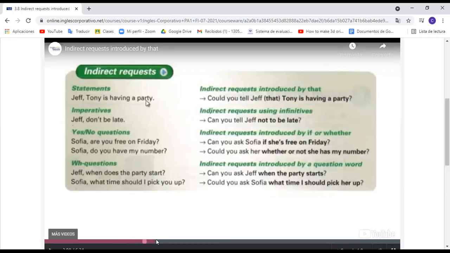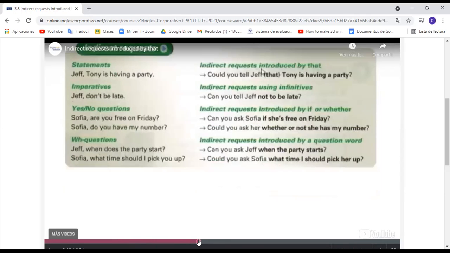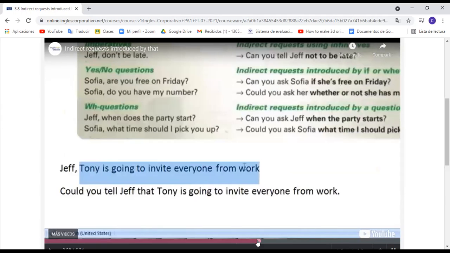Okay, let's take a look at a few more examples, right? So that it's clear for us, because this guy talks a lot. Okay, so here, Tony is going to invite everyone from work, okay? So we want to talk to Jeff. Could you tell Jeff that Tony is going to invite everyone from work? Why tell? Because it's not a question, it's only information.